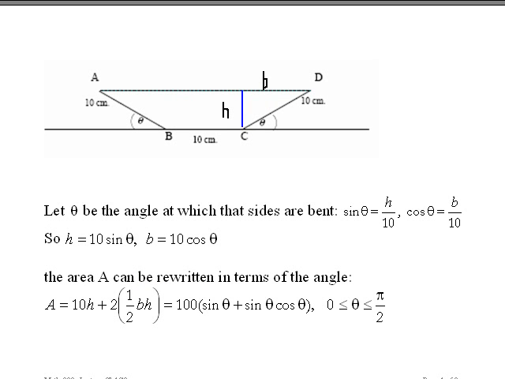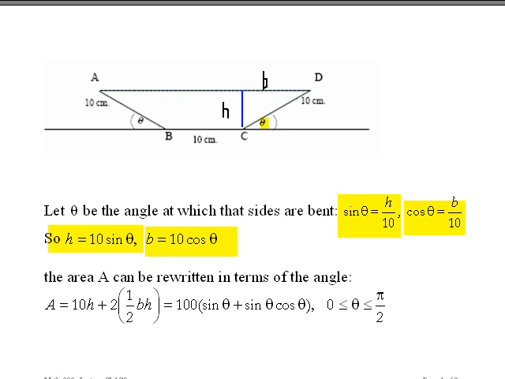If I look at the angle theta, which is right here, I can figure out that the sine of theta is h over 10. Remember, 10 is the hypotenuse. And the cosine of theta is b over 10, because you have opposite angles there. So h is 10 times sine theta, and b is 10 times the cosine of theta.